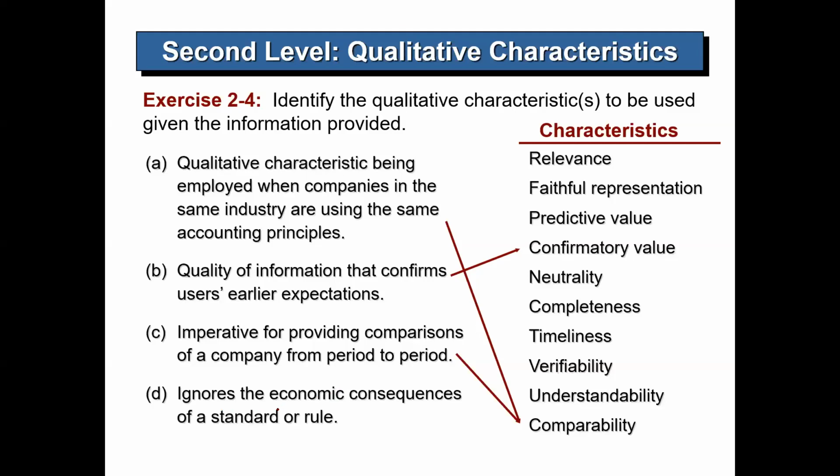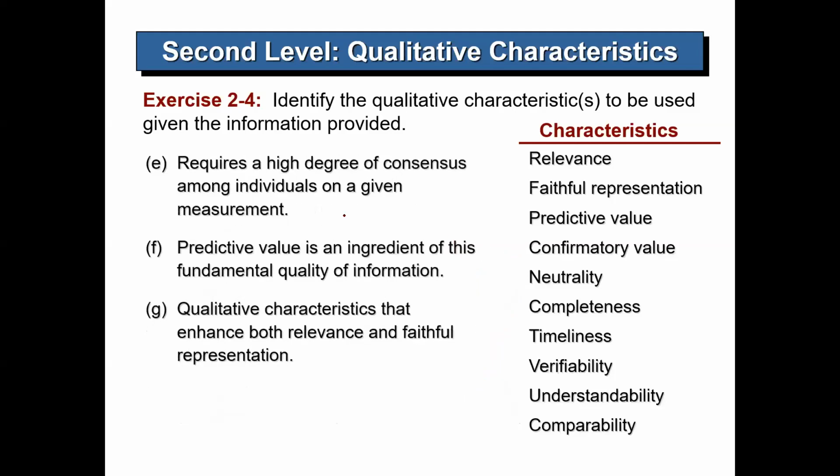Imperative to ignore the economic consequences of a standard or a rule: it is neutrality. Requires a high degree of consensus among individuals on a given measurement: of course, this is verifiability. What about predictive value, which is an ingredient of this fundamental quality of information?